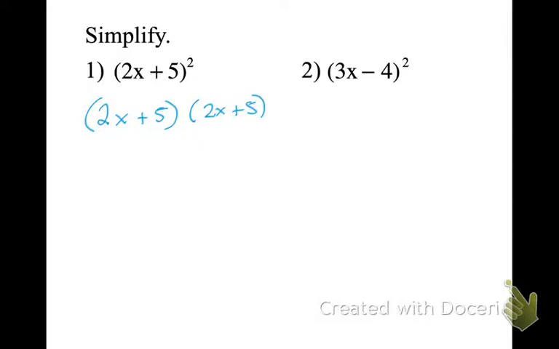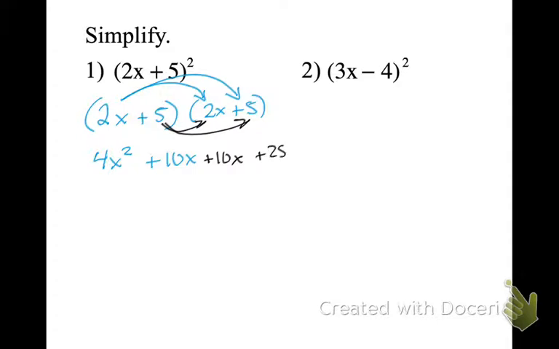Okay, let's check our work. So now I'm going to do here, I get 2 times 2, multiply the coefficients. Remember, we add the exponents. It's 4x squared. Here, I'm getting 2x plus 5 times positive 5 is plus 10x. I'm going to go here, and I get plus another 10x, and here I'm going to get plus 25. So this makes 4x squared plus 20x plus 25.